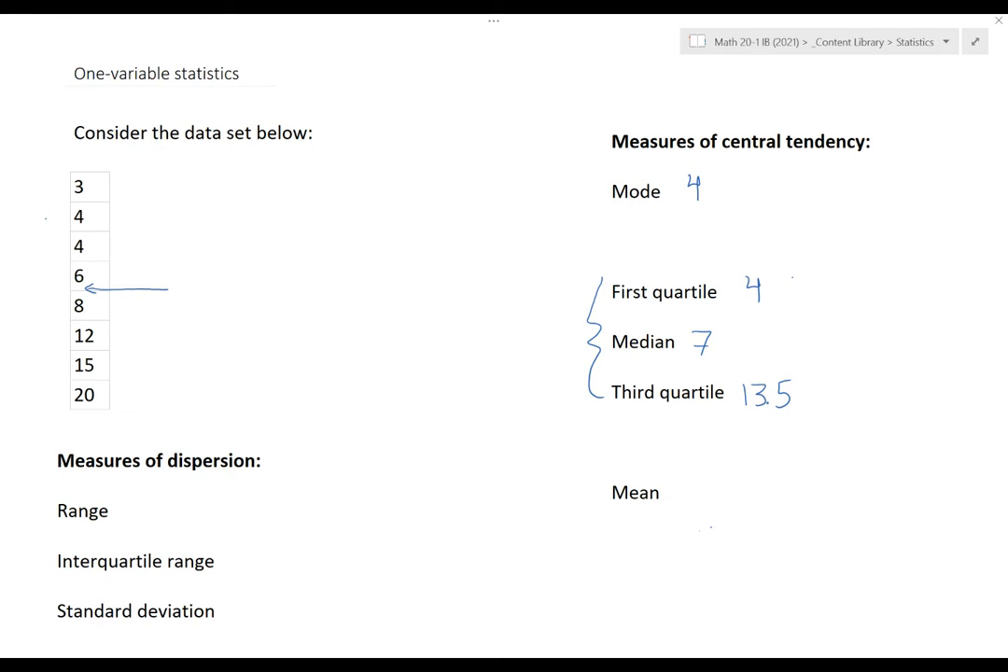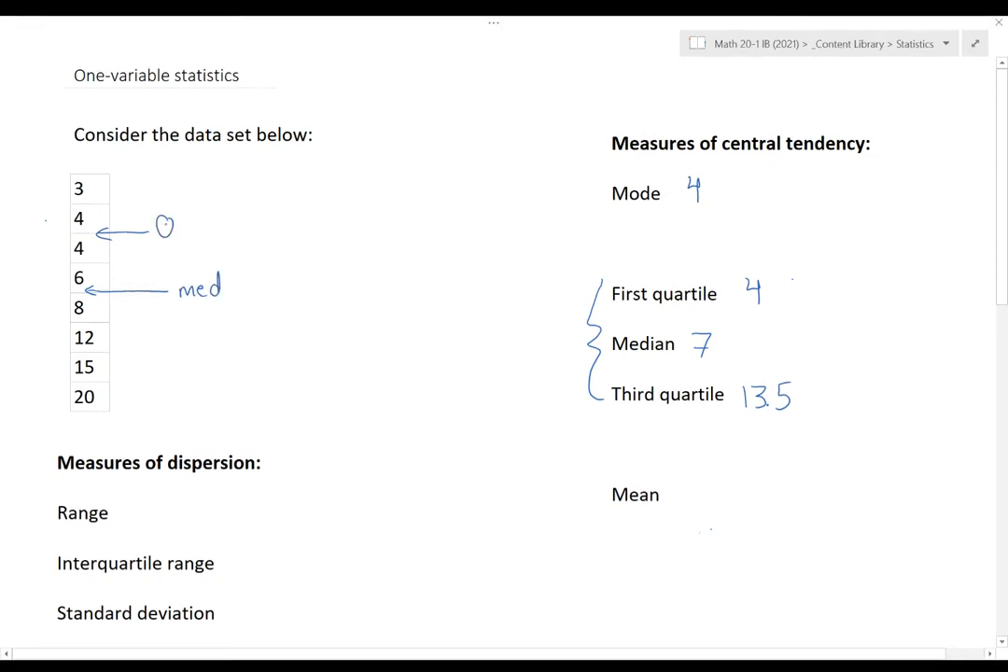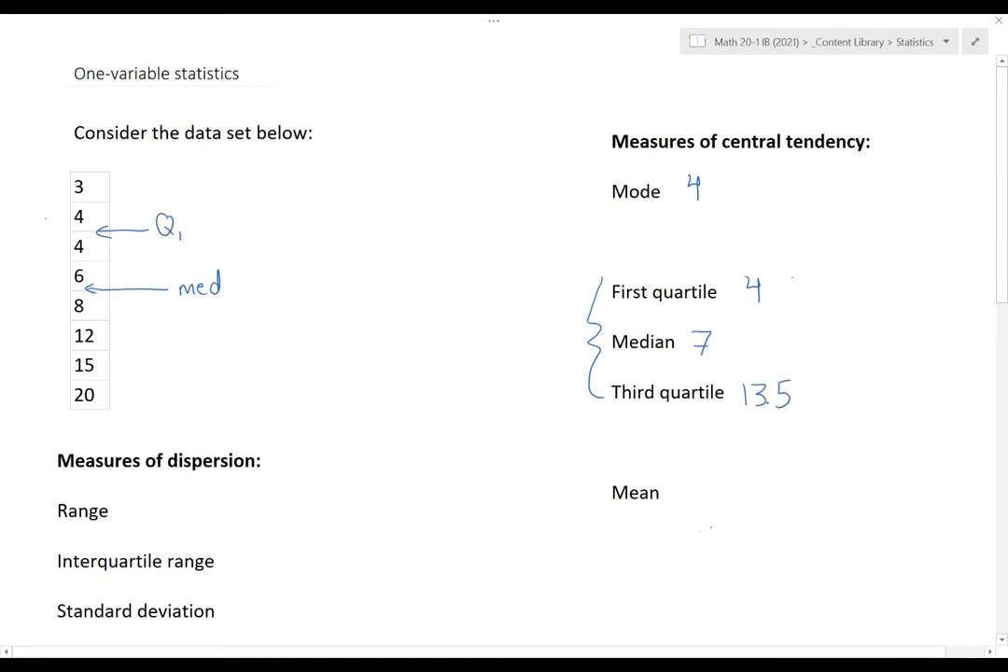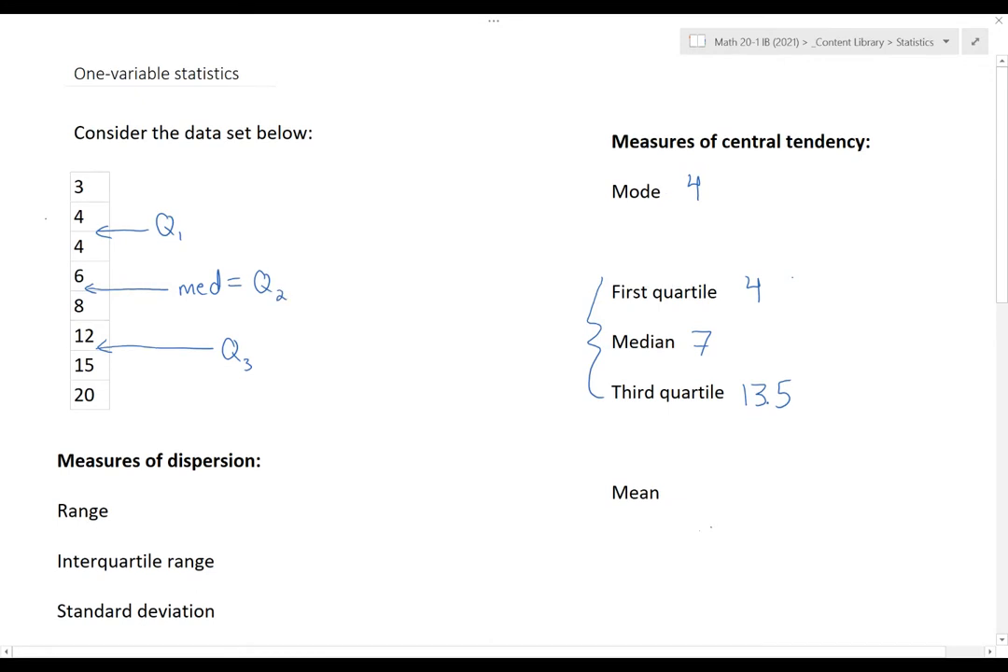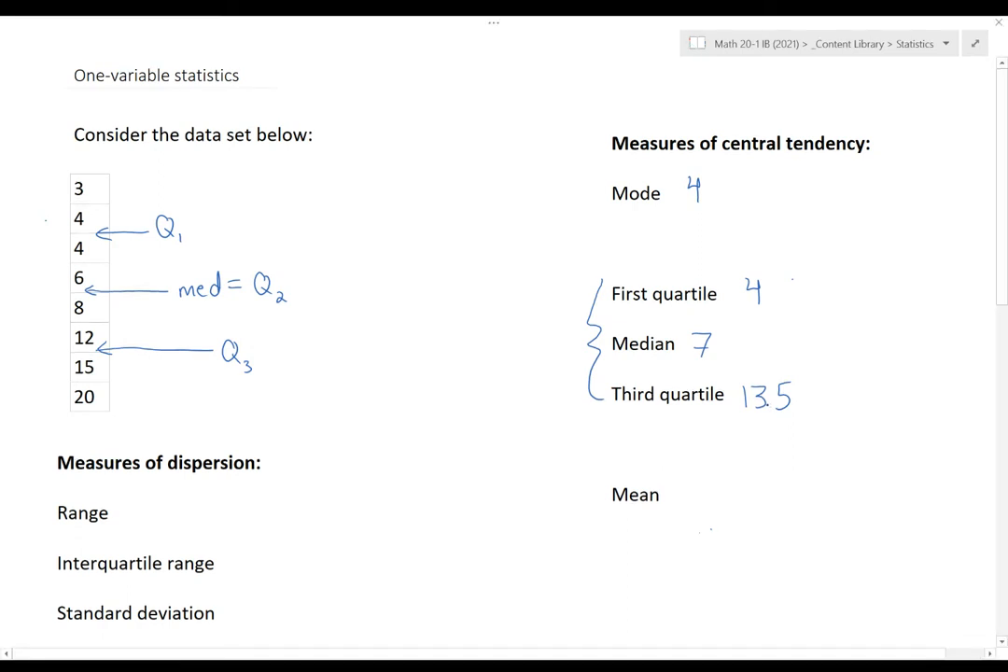The first quartile is essentially the median of the first half of the data. So the median goes in there. The first quartile, which we often will just call Q1, well, halfway between 4 and 4 is just 4. And the third quartile would be the median of the second half of the data. In a way, you can think of the median as being the second quartile, because 2 quarters is basically a half. And halfway between 12 and 15 is 13.5, so that is why that is the third quartile.